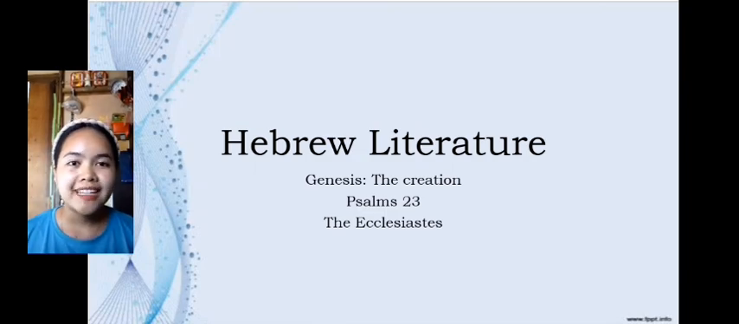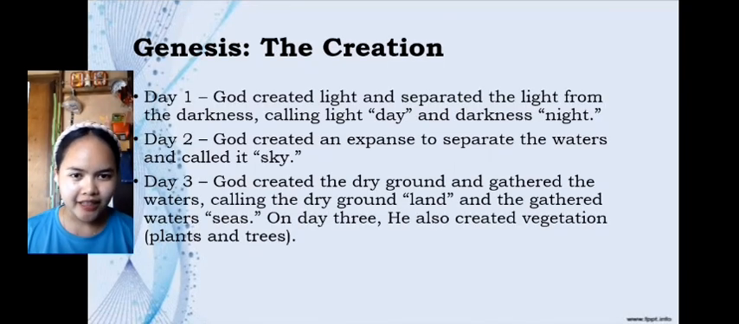When God created the world, it only took him 7 days to complete it. So let's start with the storytelling in day 1. In day 1, God created light and separated the light from darkness, calling light day and darkness night. During the second day, God created the expanse to separate the waters and called it skies. So on the second day, God created the skies.